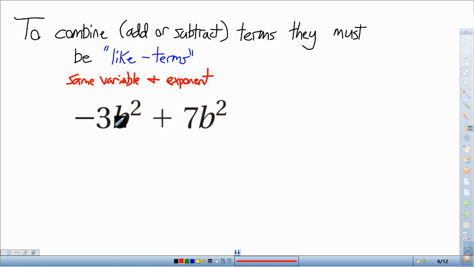So what that means is b squareds can only be combined with b squareds. Not a squareds, not b cubes, only b squareds go with b squareds. And that's what it means to be like terms. It's a really simple idea. When we have that, we can combine them. We can add or subtract them. So I can do a -3 plus 7, which would give me a 4, and then that b squared just kind of tags along and stays. So yeah, that is combining like terms right there. So let's keep moving.